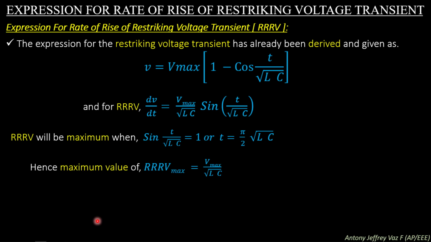Hence, the maximum value of rate of rise of restriking voltage, RRRV max, will occur at Vmax divided by √(LC).